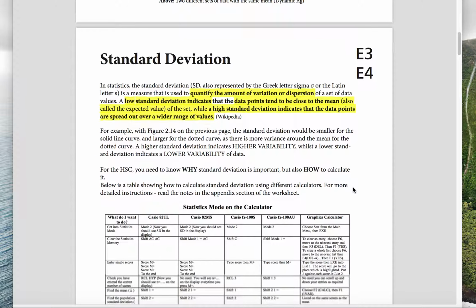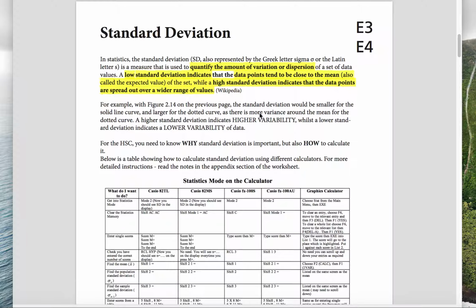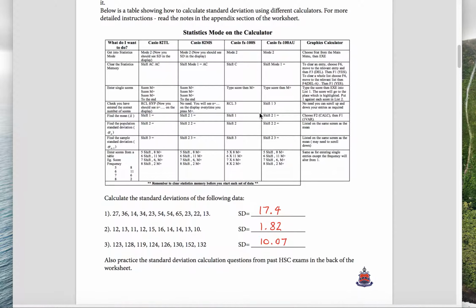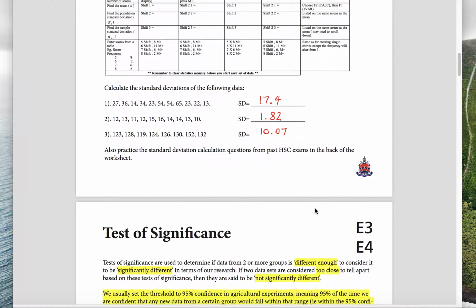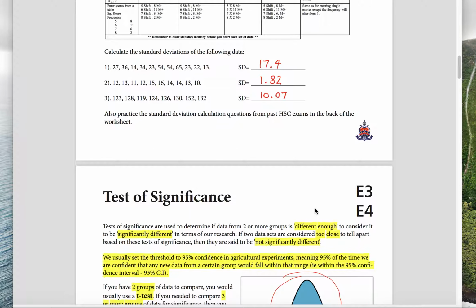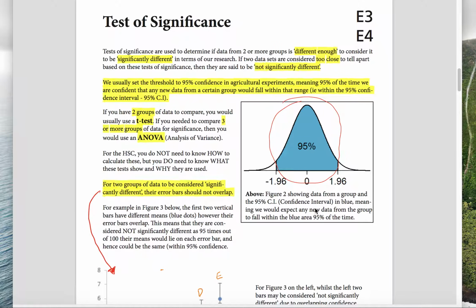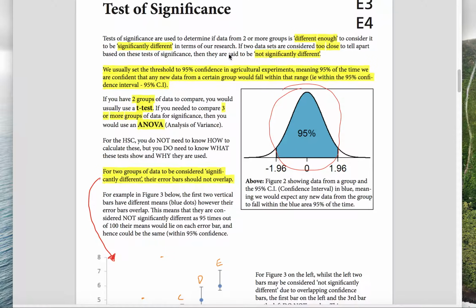Basically, standard deviation is a way of quantifying the amount of variation or dispersion of data. A low standard deviation indicates that the data points tend to be close to the mean, while a high standard deviation indicates the data points are spread out over a wider range of values. You can use this chart here or a chart at the back of this worksheet to work out how to do standard deviation, but for these example numbers here, you need to be able to get these results for standard deviation.